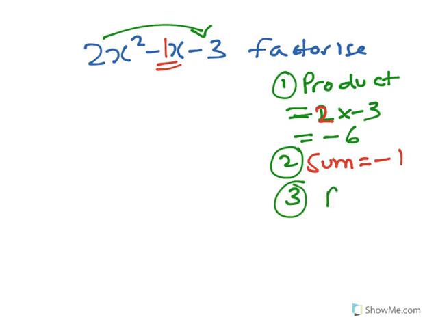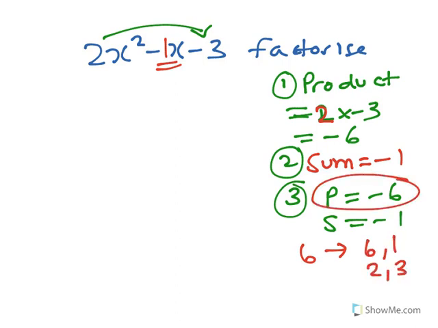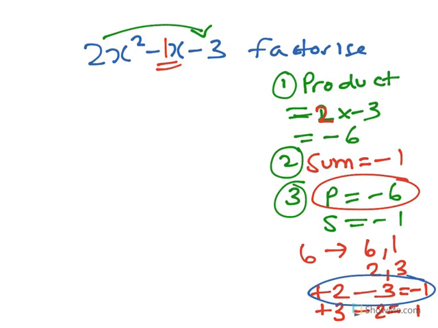So we want two numbers that multiply to give minus 6 but have a sum of minus 1. You take your 6, and you'd have 6 and 1, 2 and 3. Now, the only way that you're going to get a minus 6 is if the signs are a plus and a minus. So you could go 2 minus 3, or you could go plus 3 minus 2. 2 minus 3 gives you minus 1. 3 minus 2 gives you 1. So it's going to be plus 2 minus 3, because you want a minus in the middle, so the minus needs to go with the bigger number, which is 3.